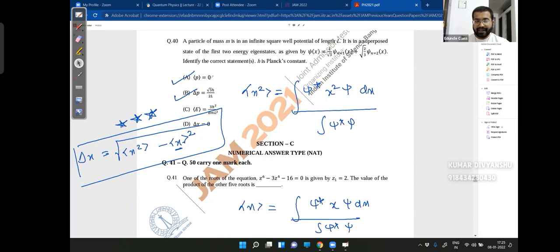You need the average value of p. Now listen, if the average value of p is 0, then what will delta p be? It will be just the average value of p square. Only the first term will be taken because the second will become 0. The average of p will become 0.